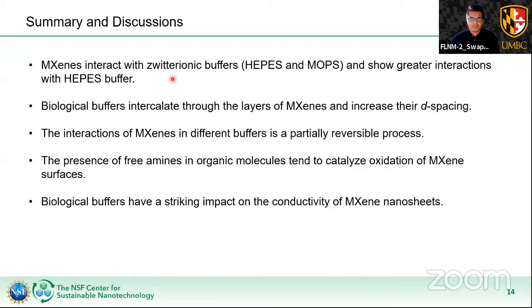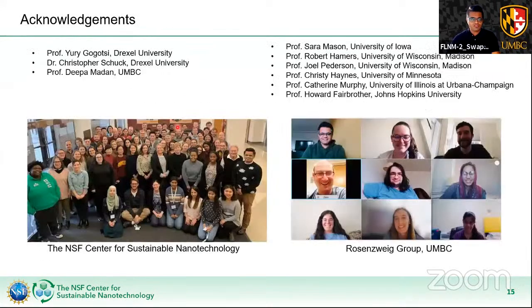the reversibility mechanism here, and we're also trying to investigate what sort of interactions these are using XPS studies, and we're also doing these DFT studies to understand these interactions better. So biological buffers, of course, have a striking impact on the conductivity of maxine sheets.